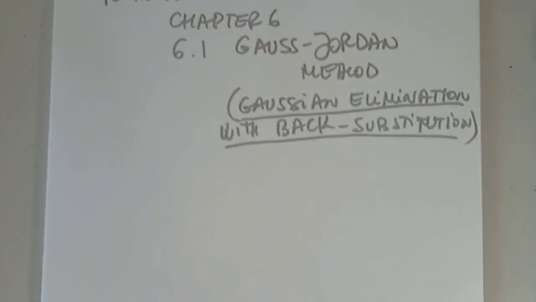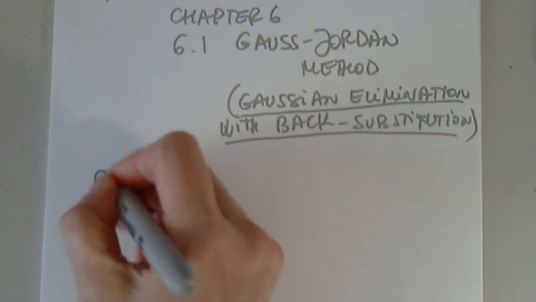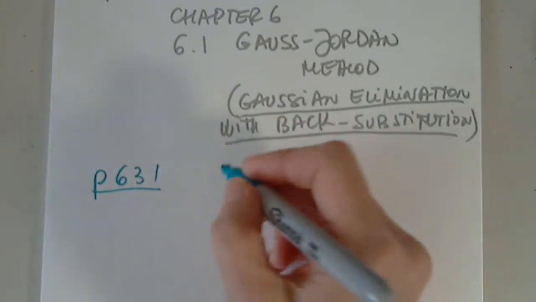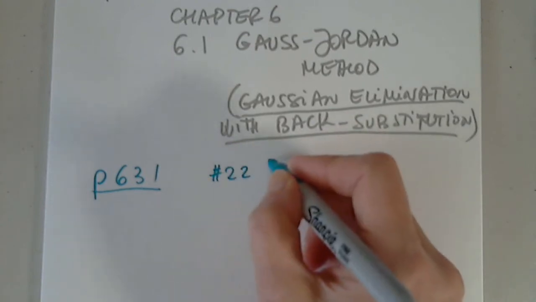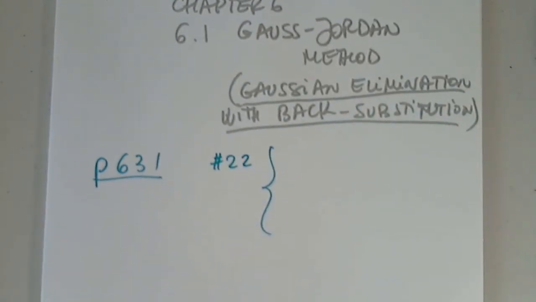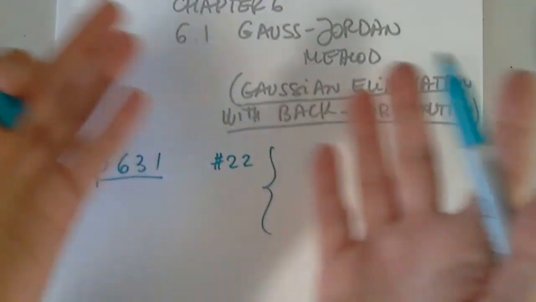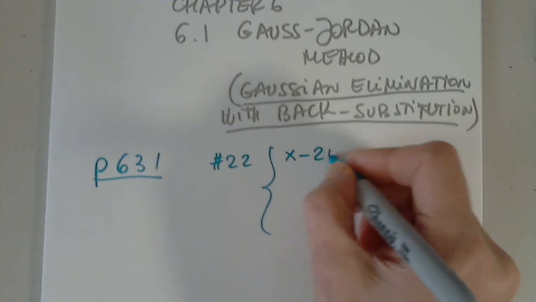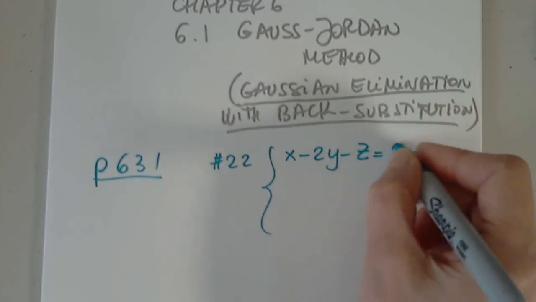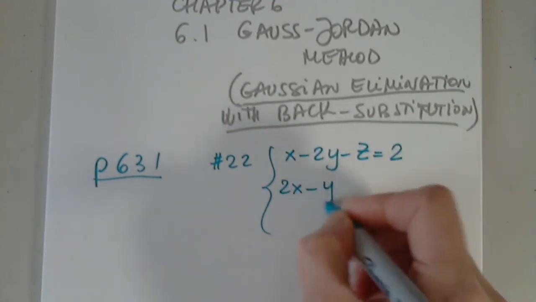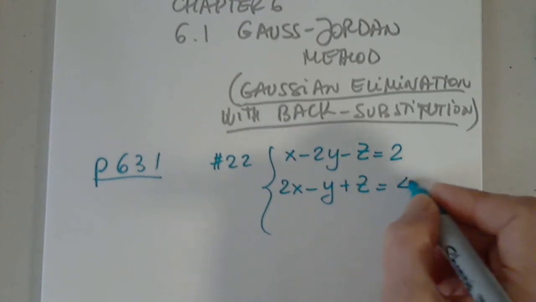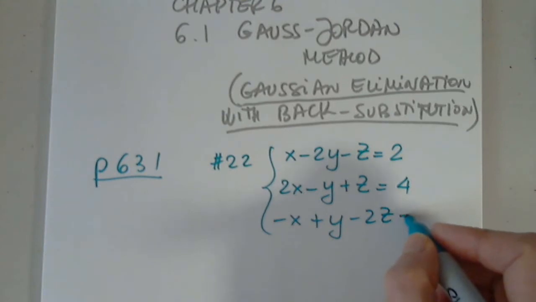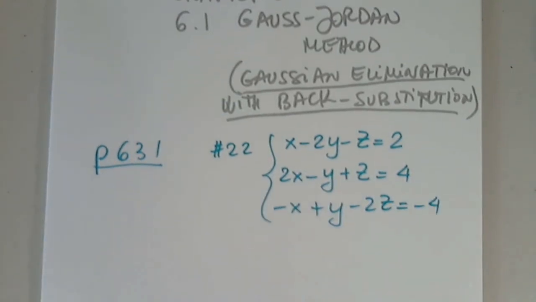So I'm going to pick a problem. On page 631, I'm going to pick problem 22. And you can say you haven't even explained what this is all about. Yes, that's true. I will, right this moment. Okay, I copy the system.